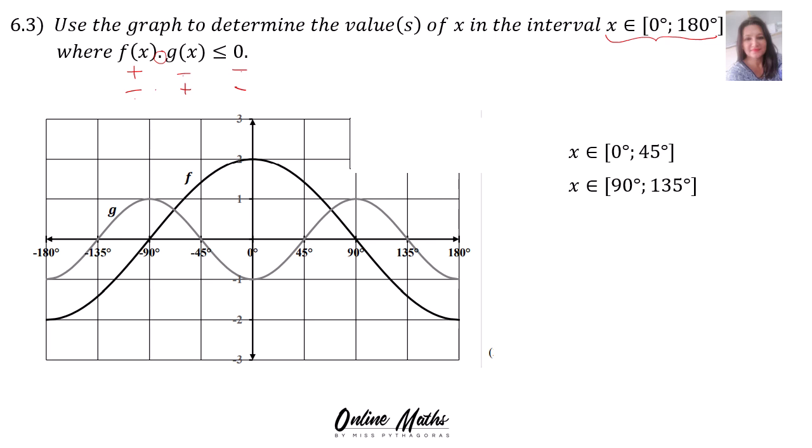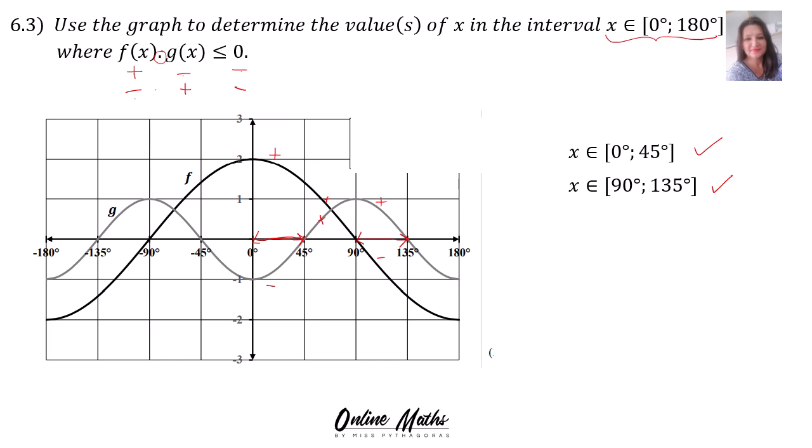Now, if you go to the sketch, it's very clear that from 0 up to 45 degrees, can you see f is positive and g is negative? That's why one of your answers will be from 0 up to 45 degrees. If you have a look at 45 up to 90, both graphs are positive, so that's not what they're asking. If you go to from 90 up to 135, can you see this graph is positive, this graph is negative? That's why that interval is one of your solutions.